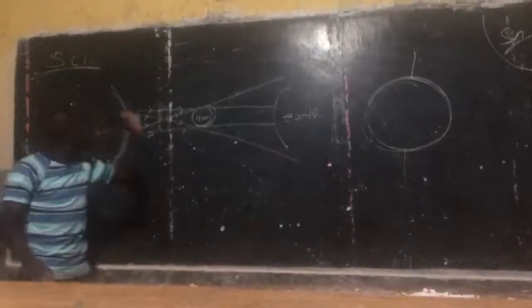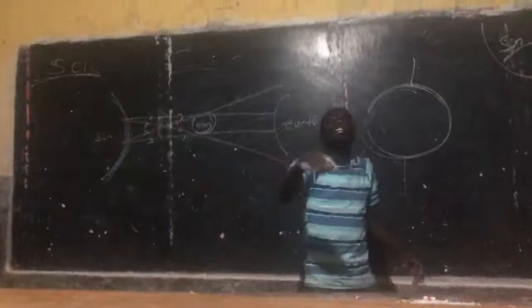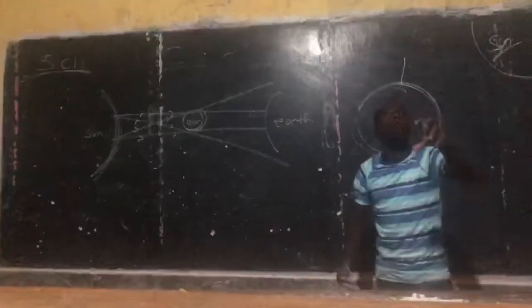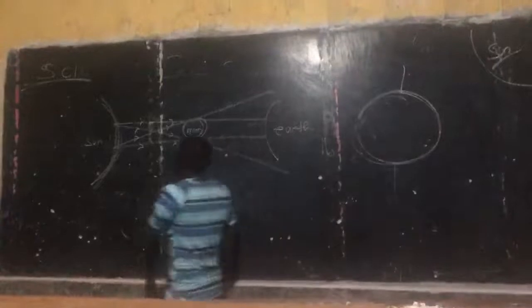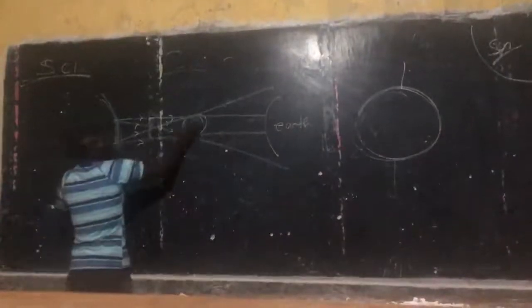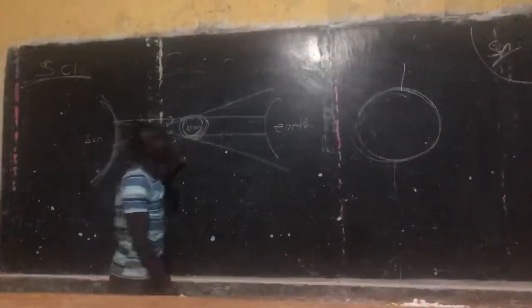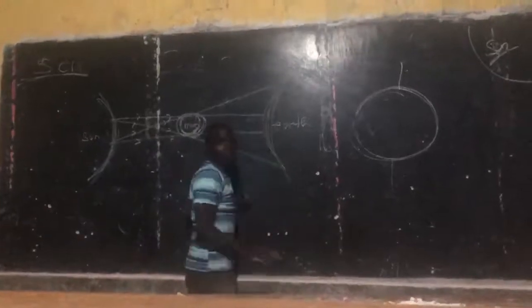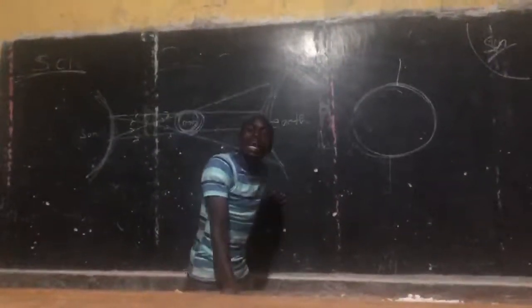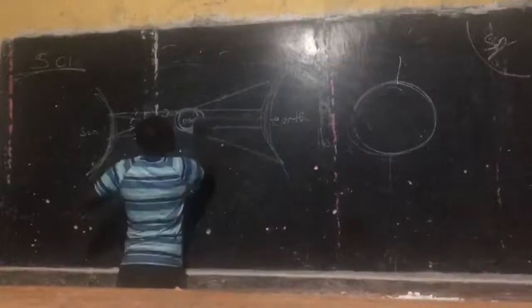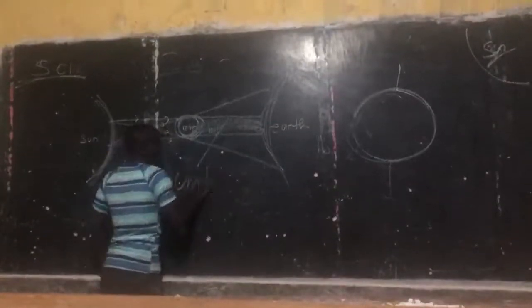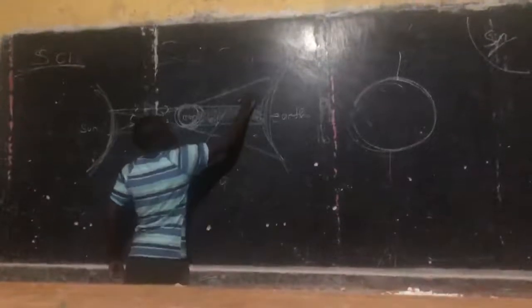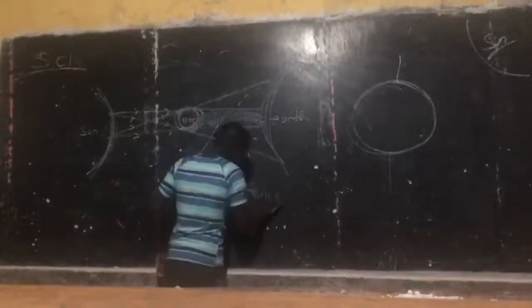So light from the sun is obstructed by the moon and the shadow falls on the earth. It is called a solar eclipse. The darkest part of the shadow is called the umbra, and the lighter part of the shadow is called the penumbra.